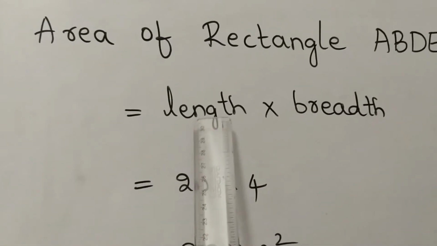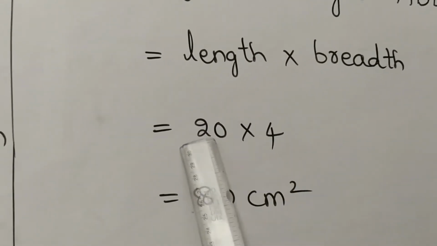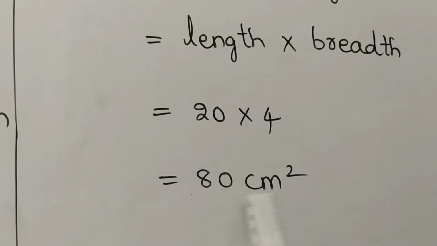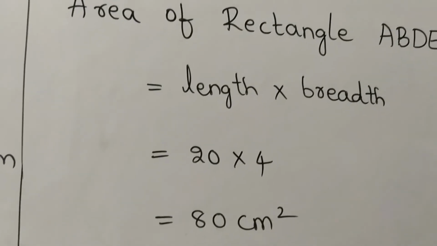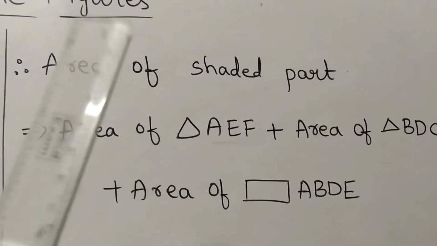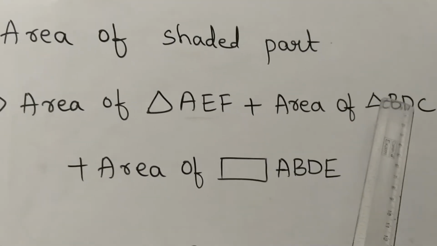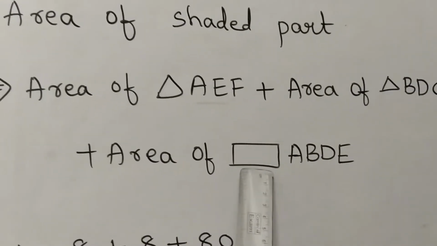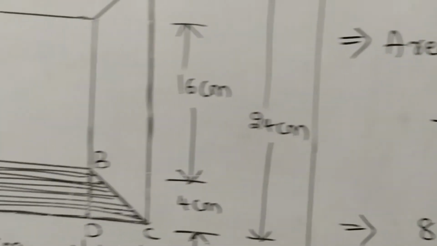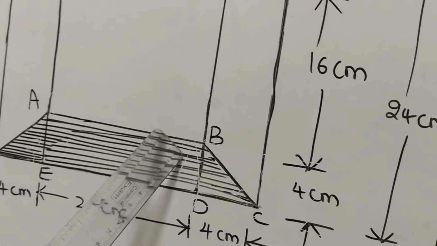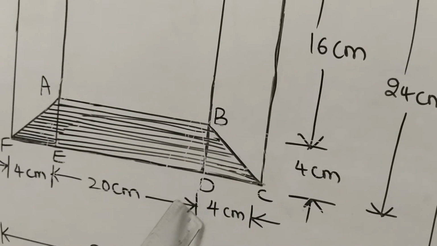So what is the area of a rectangle formula? It is length into breadth, nothing but 20 into 4. 2 fours are 8 and 20 fours are 80 centimeter square. Here we got the area of the rectangle as 80 centimeter square. Let us find the total area of the shaded part. Now the area of the shaded part, students, is the area of triangle AEF plus the area of triangle BDC plus the area of rectangle ABDE.